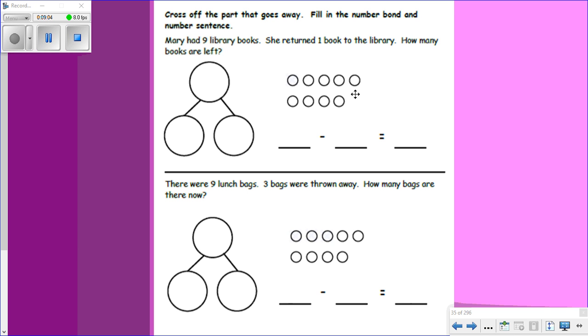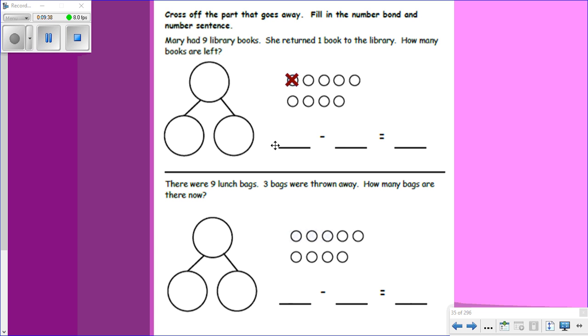When we make a picture for a math story problem, it doesn't have to look like what the actual story is about. We can just quickly make some circles to match the number, to match the amount. So she had 9 library books. We've got 9 circles. She returned 1 book to the library. So 1 book gets an X on it, that has been brought back. How many are left? And then we see the amount that is still showing.